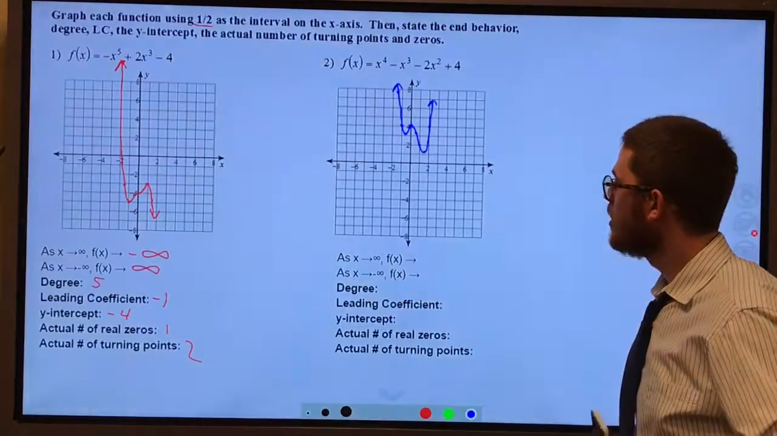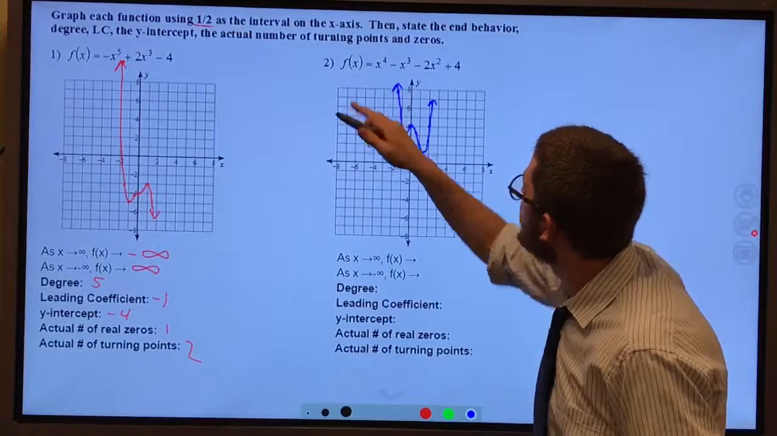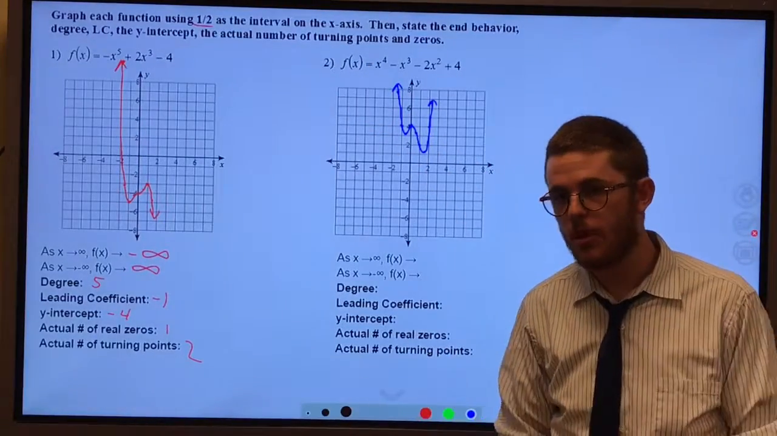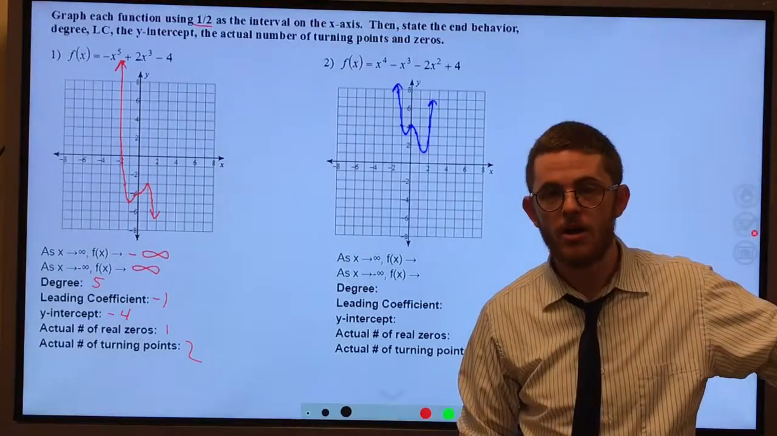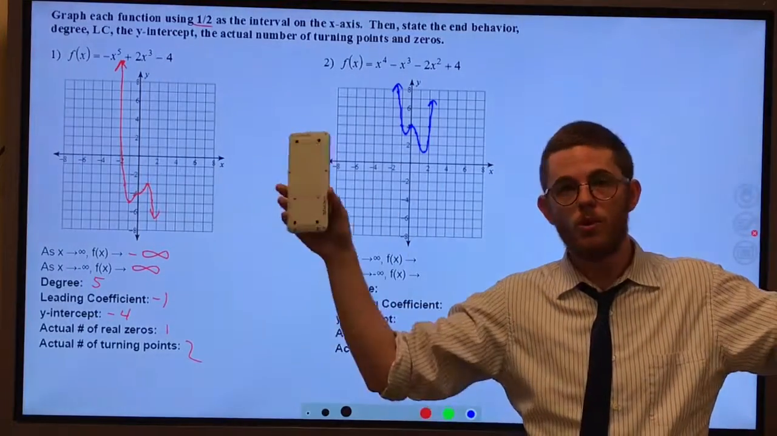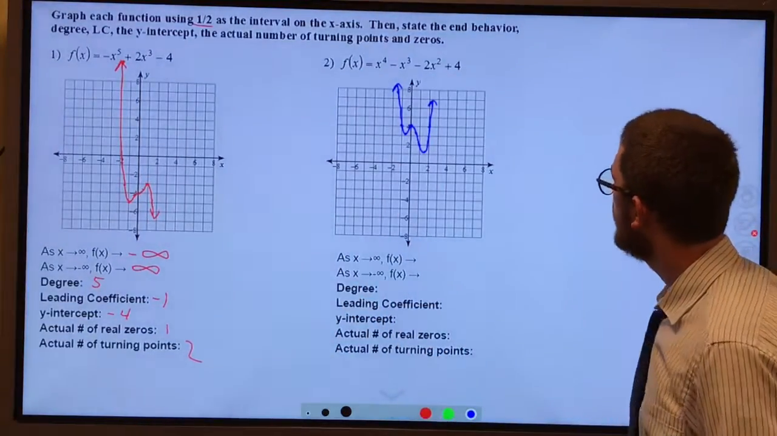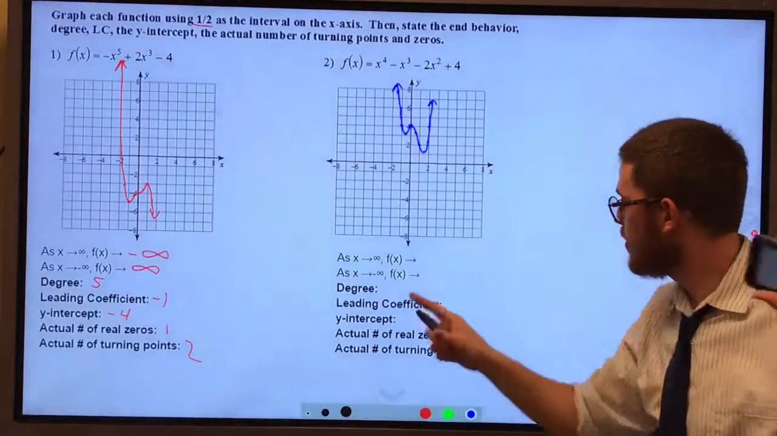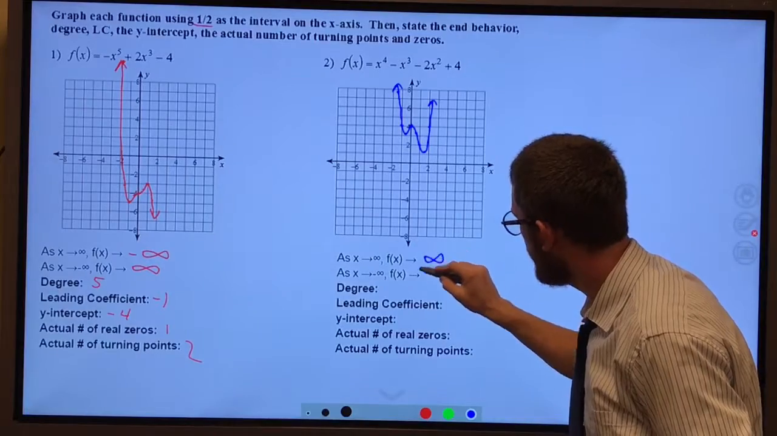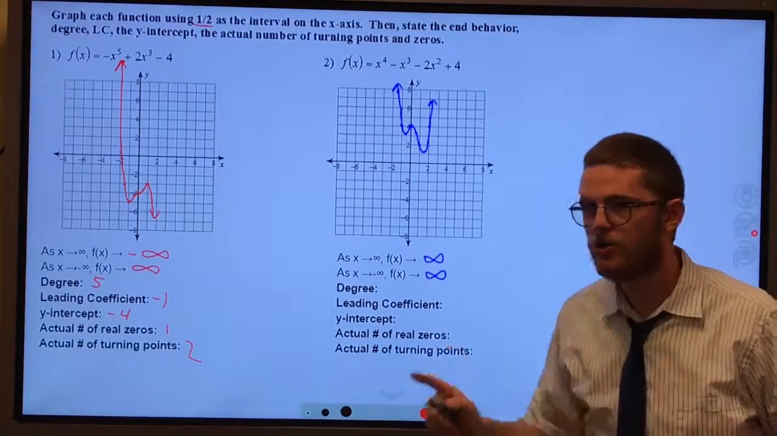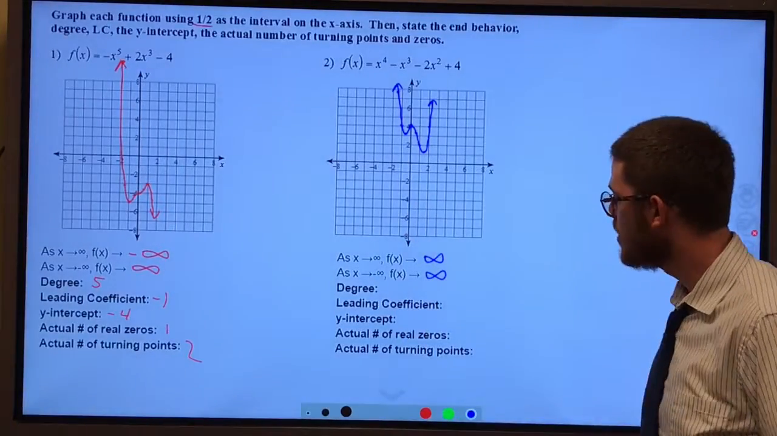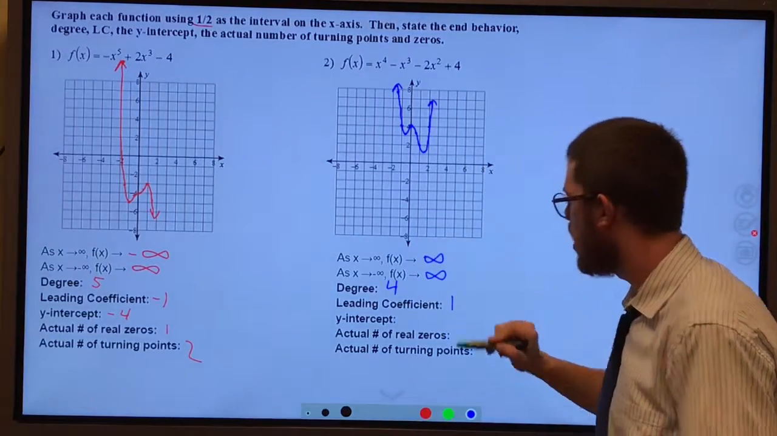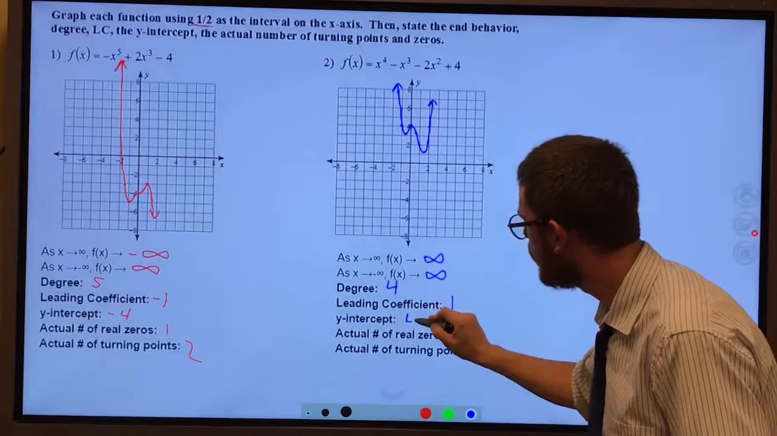All right, on the second one, again, our leading coefficient was positive, meaning the right side's pointing up. Our degree is even, so both sides are pointing in the same direction. Our y-intercept was 4. Both ends are pointing up. That's both going to the right and going to the left. Our y values are pointing towards positive infinity. Our degree is 4, the leading coefficient is a +1, the y-intercept was 4.